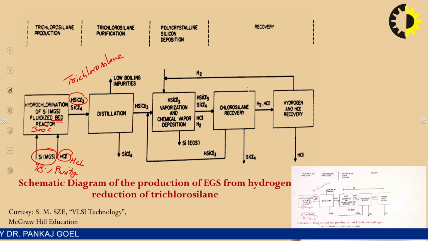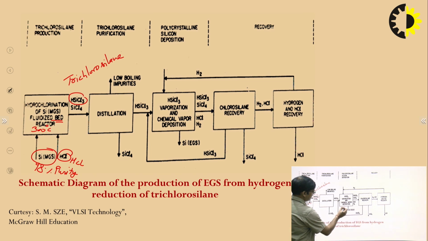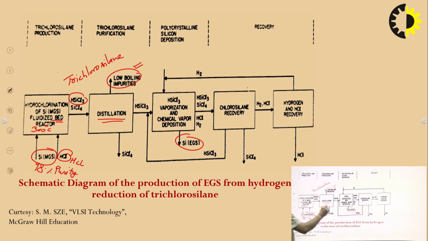Now trichlorosilane, before it is given to the chemical vapor deposition CVD reactor to produce the silicon EGS, we do the distillation process. Here the low boiling impurities are removed and the purer form now goes to the CVD reactor. The low boiling impurities are removed in the distillation process.